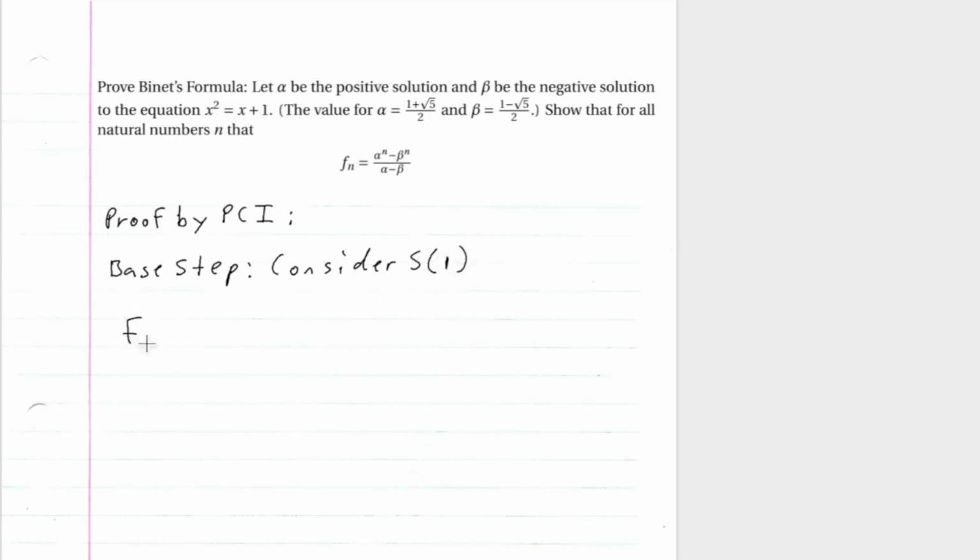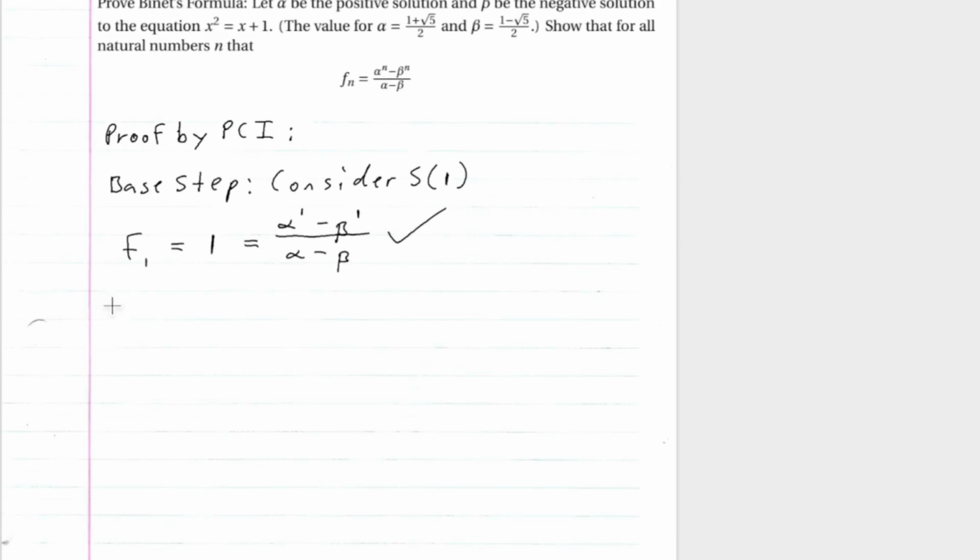So we have the first Fibonacci number, which is equal to 1, right? And let's go ahead and see, well, (alpha to the 1 minus beta to the 1) over (alpha minus beta). Well, that's just (alpha minus beta) over (alpha minus beta), which is 1, right? Which is, of course, the first Fibonacci number. So this checks out, right? Okay, so we can go ahead and move on to our induction step.